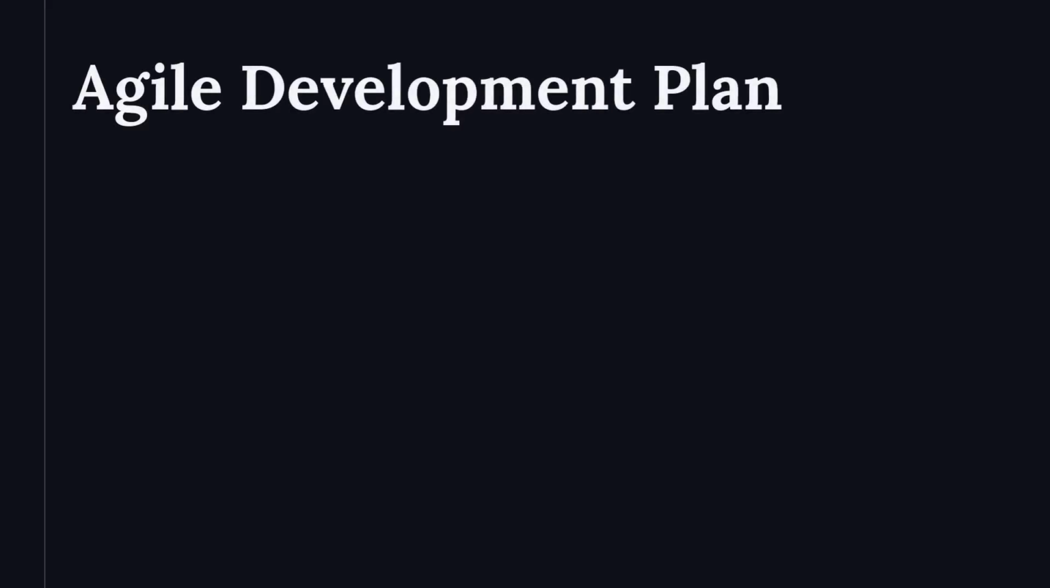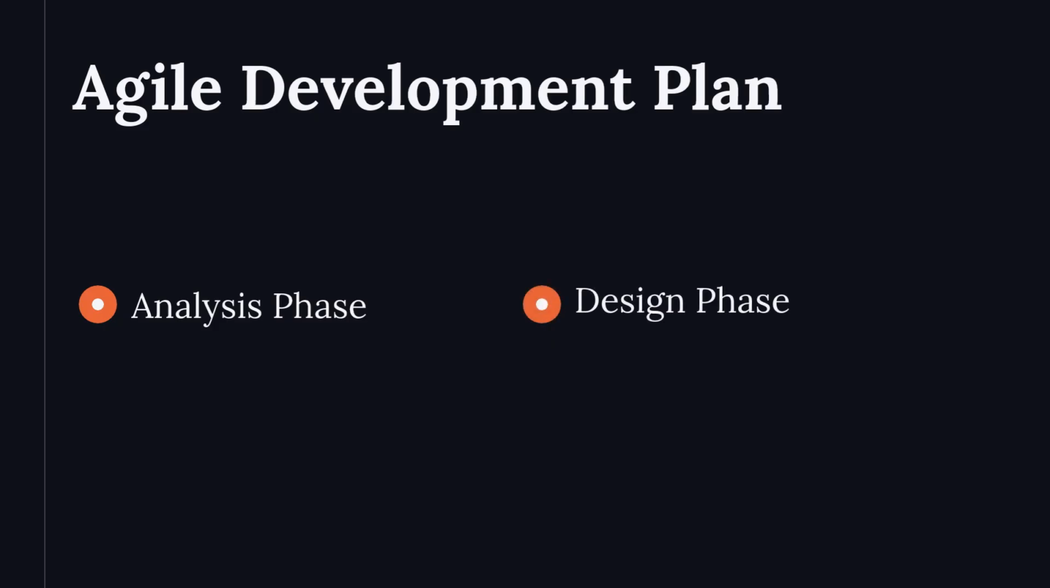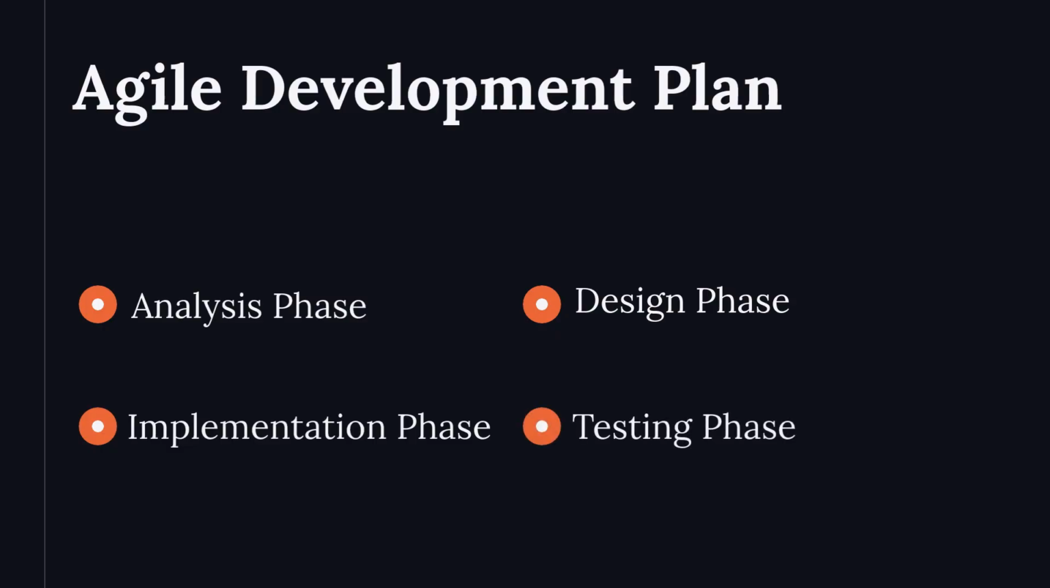The development plan follows an agile-inspired iterative approach. Phases include analysis, design, implementation, testing, and deployment. Each phase has specific deliverables, from URD to final system. The plan ensures a structured, controlled development process. This approach allows for early testing and continuous improvement.